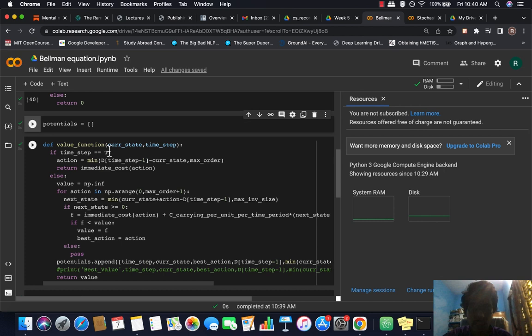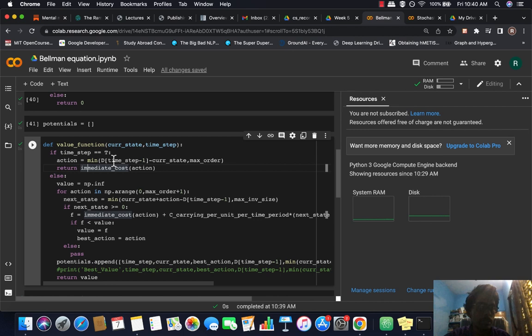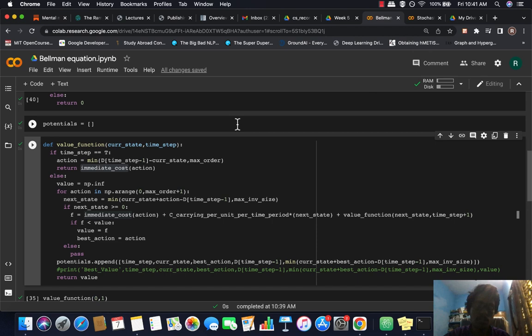So if it is the last time step, then for that time step the demand minus the current state, or the max order value, whichever it is, should be the minimum among both. The action should be whatever is minimum required to meet the last state's demand, and that is the most optimal action at the last time step, and it returns the immediate cost of making that action. That's the only action required, because there is no further action required, and there is no inventory holding after the last time step. So that's it.